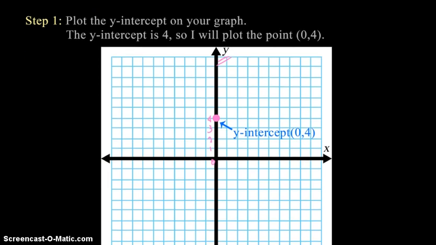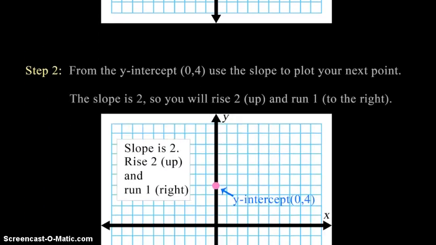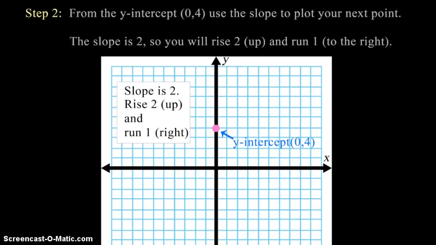Okay, next, step 2. From the y-intercept 0, 4, use the slope to plot your next point. So the slope is 2. So you will rise 2 up and run 1 to the right. Okay, so ang slope natin, ang formula niya is m is equal to rise over run. Rise divided by run. So ito yung formula natin for slope.